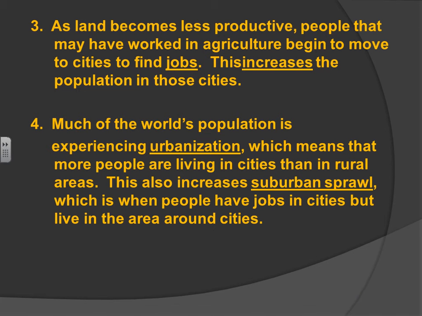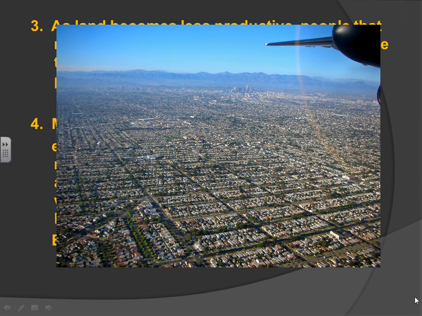Number 4, much of the world's population is experiencing urbanization, which means that more people are living in cities than in rural areas. This also increases suburban sprawl, which is when people have jobs in cities but live in the area around the cities. So if you work somewhere large like Atlanta, then you drive out of town, out into the more suburban areas, and that's where you actually live. So Atlanta is an example, and this picture shows you what we're talking about.